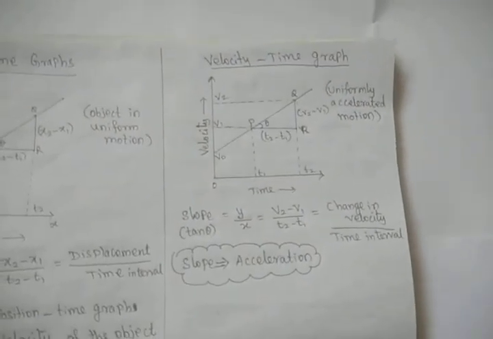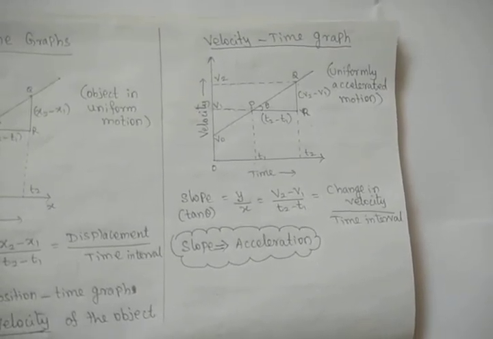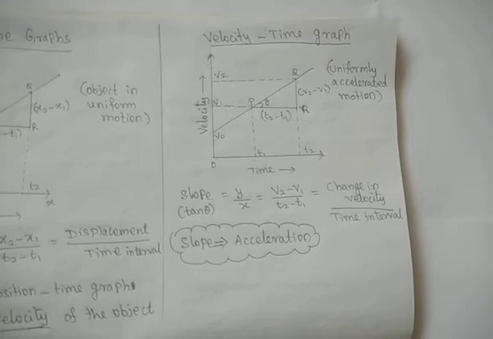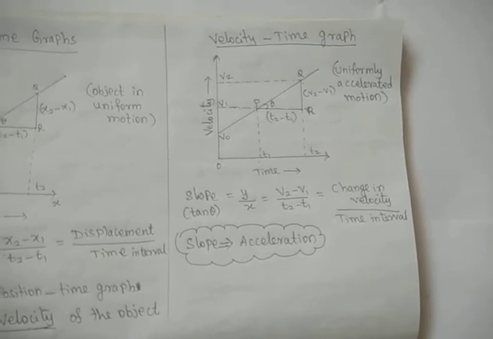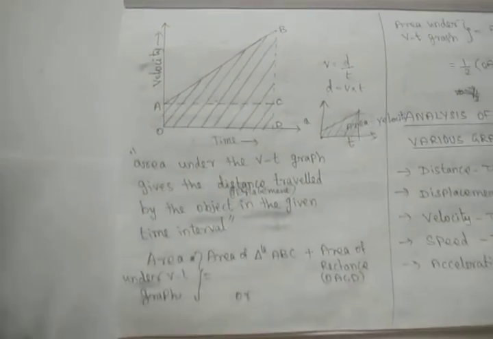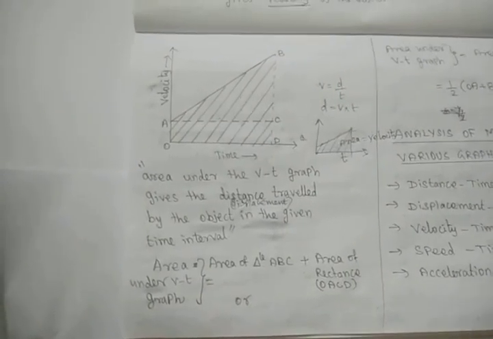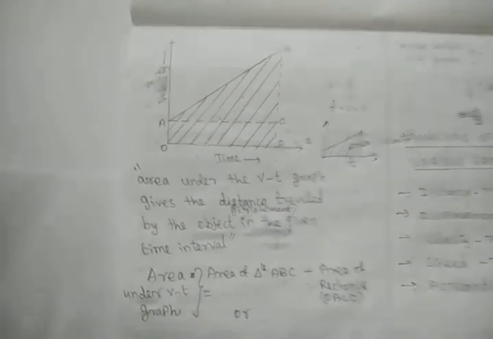Then you move to the velocity time graph. It is also a uniformly accelerated motion. The slope represents the acceleration of the body. For the same velocity time graph, if you calculate the area under the curve, that area represents the distance or displacement of the object covered in this motion.